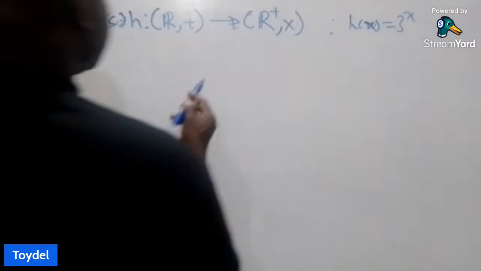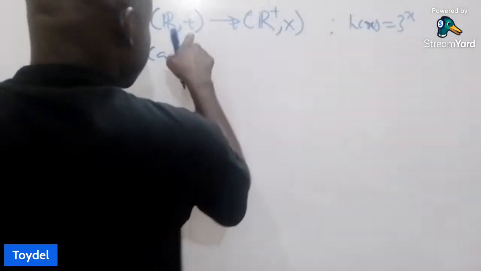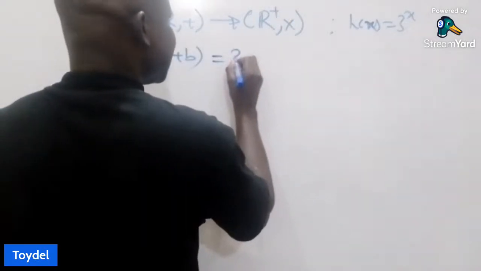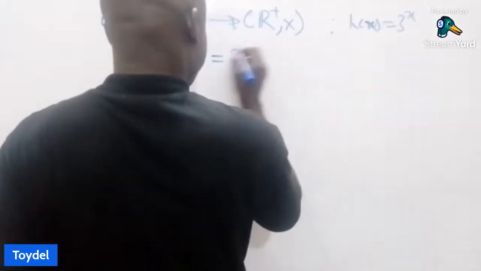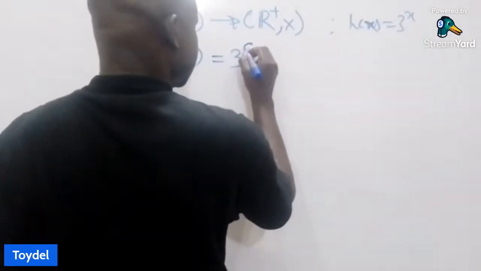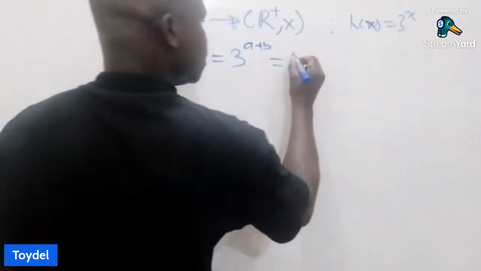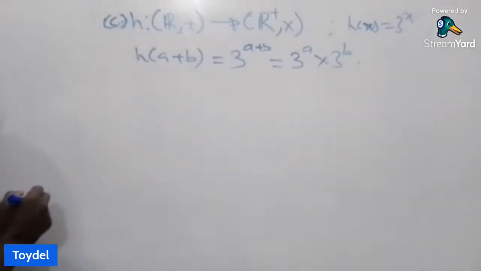So what do we have here? The first one, we look for h of a plus b, because what you have here is addition. Then this is going to give me 3 h of a. H of x is 3 raised to x. H of a plus b will be 3 raised to a plus b. And of course, from the law of indices, I can split this to be 3 raised to a multiplied by 3 raised to b. It's possible from the law of indices.